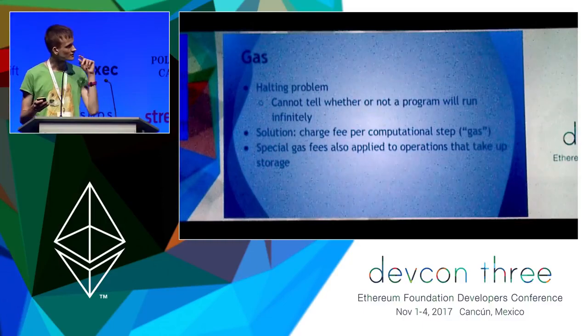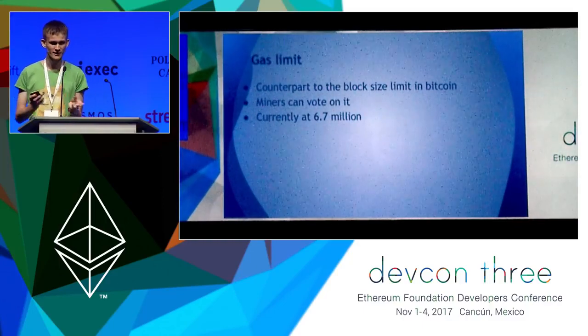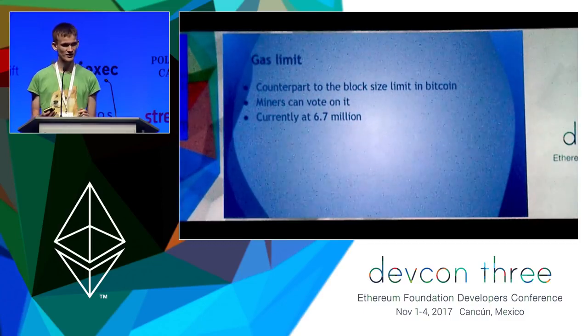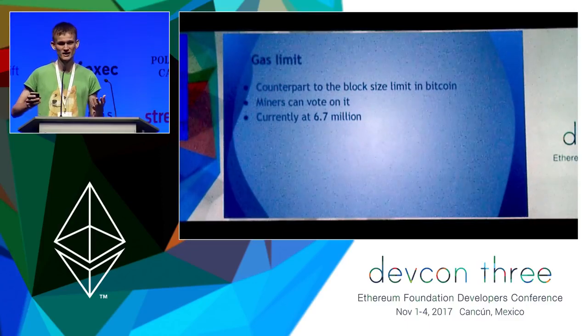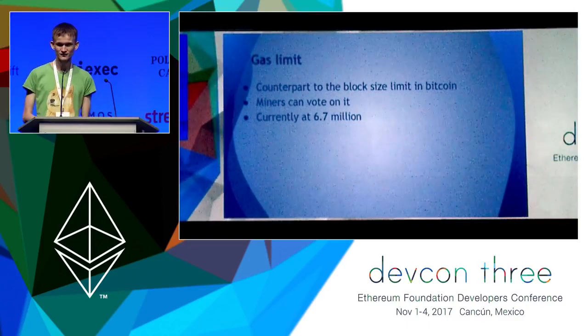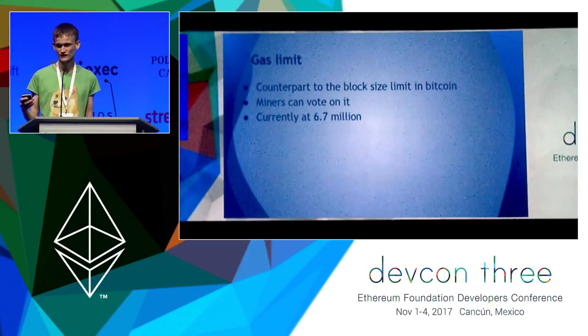The gas limit in Ethereum is a counterpart to the block size limit in Bitcoin. The way that it's set is fairly simple. Basically, miners vote on it. Currently, the gas limit is at 6.7 million, and if there comes a need to raise it, then miners can vote to raise it. Fairly simple.